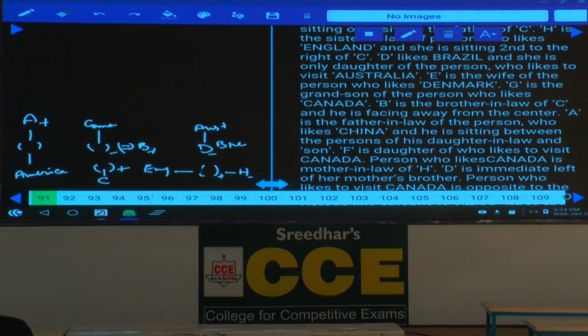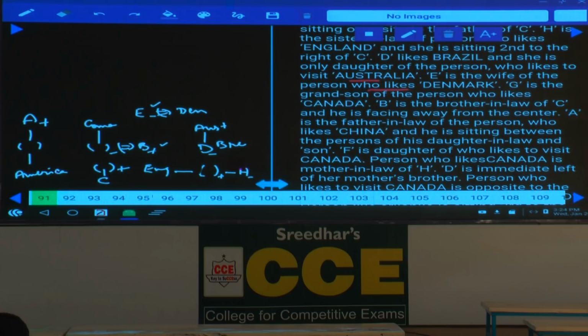And E is the wife of the person who likes Denmark. Denmark is here. As of now, this is one pair. Now this is the second pair we got, isn't it? E is the wife of the person who likes Denmark.